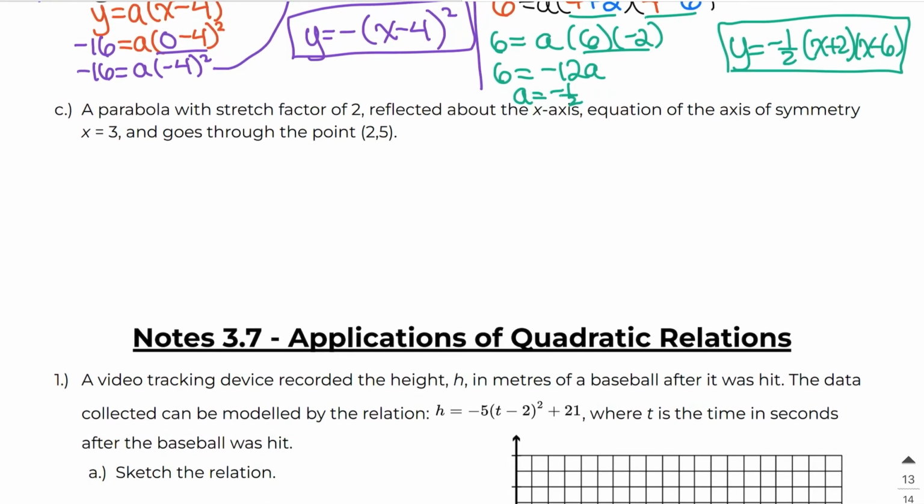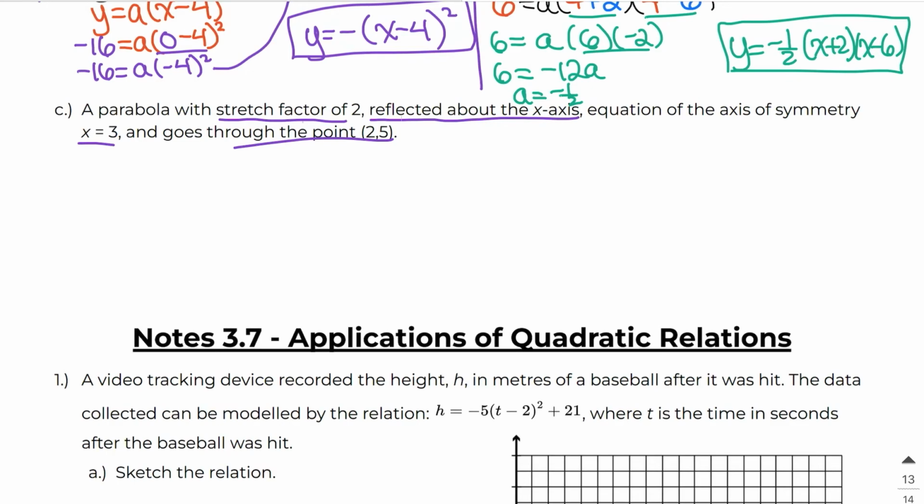So it says a parabola with a stretch factor of 2, so that's going to be helpful. Reflected about the x-axis, that's going to be helpful. Equation of the axis of symmetry is x equals 3, and it goes through the point (2, 5). So this time I'm not given the vertex and I'm not given the roots. So I'm a little unsure. Should I use vertex form or should I use factored form? To be honest, both will work, but vertex form will be a little bit easier.